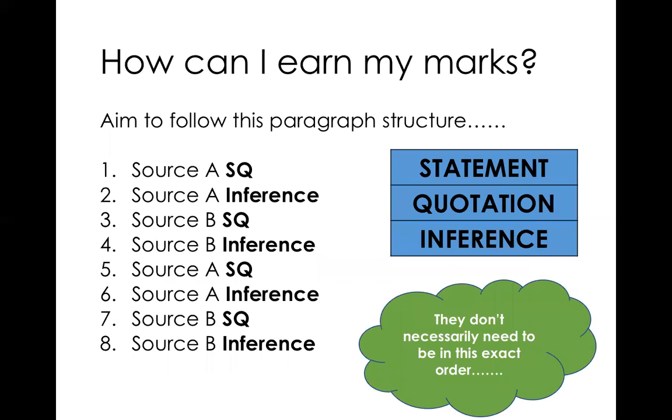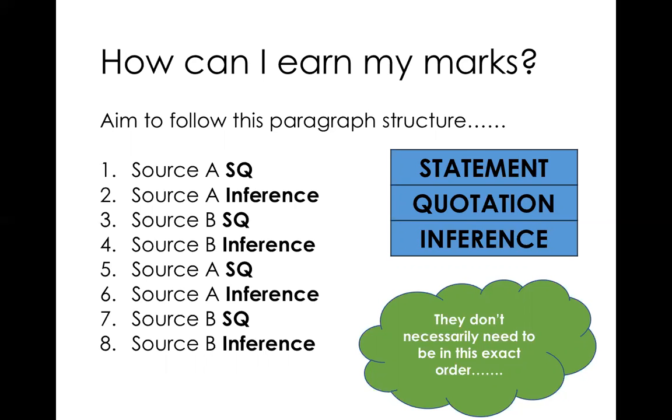Still playing on that, how can I earn my marks? I'm going to aim to follow this paragraph structure. As we're aware, this is an 8-mark question. I have 8 things on the board. We're looking at that statement, quotation, inference structure with our writing, and we could perhaps frame our writing like this to aim for maximum marks. By including all of these things that I've got on the list here, we should hopefully be aiming for those top marks. I will put in a disclaimer and say that by following this pattern, I'm not going to guarantee you 8 marks. You have a better chance of getting up there, but it's more about how you write it and what you're saying.